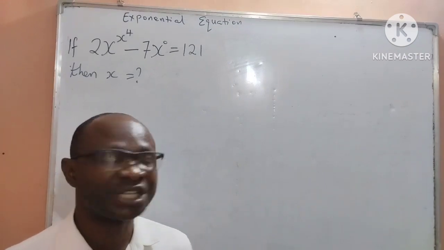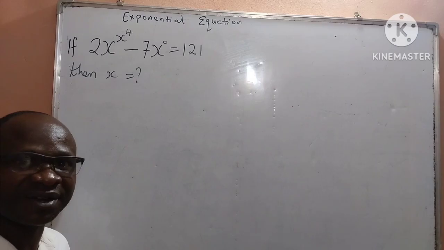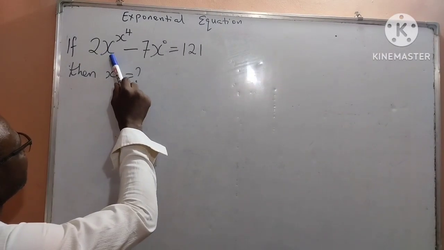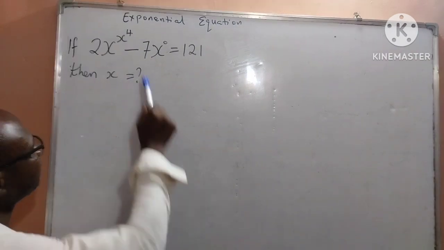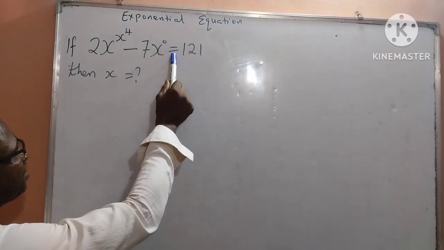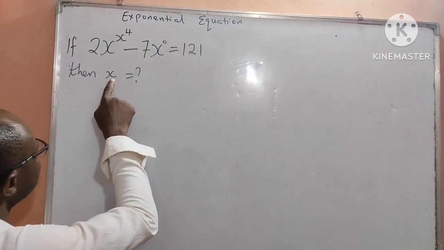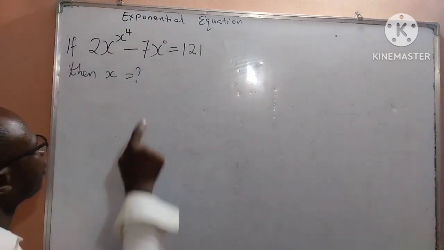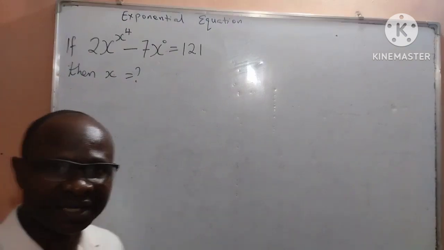In today's class, we shall be solving an exponential equation. The question is already written on the board. It is given that 2x raised to power x raised to power 4, minus 7x raised to power 0, is equal to 121. What is the value of x? What should be the value of x for the whole of the left-hand side to be equal to the right-hand side?